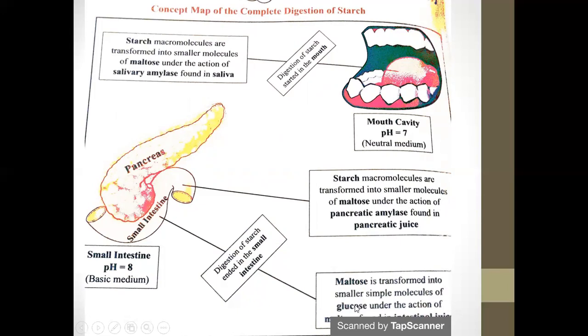And the second stage will occur at the level of the small intestine, where the small intestine contains the maltase enzyme in the intestinal juice. So maltase enzyme is going to transform the maltose received from the pancreas and the mouth into glucose, which is another reducing sugar. So here we can see that the starch is going to give a reducing sugar. For that, we can taste the sweet taste in the bread.